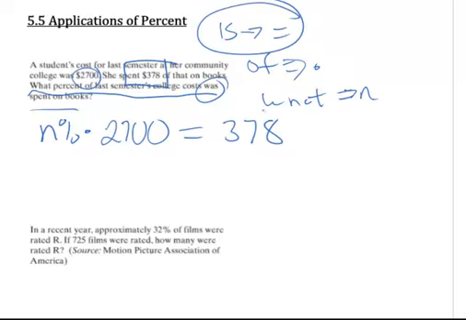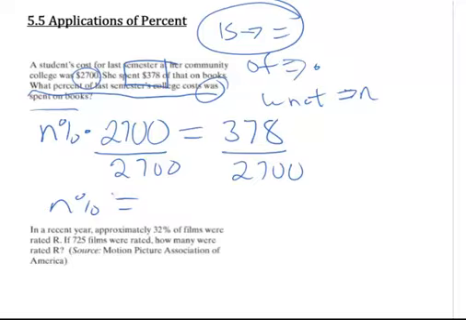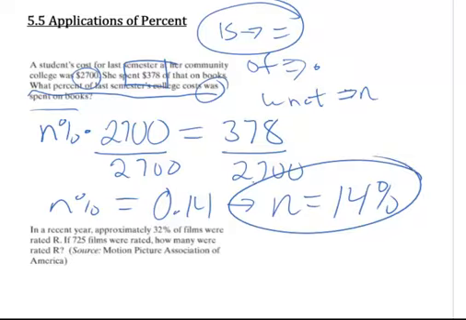So now again, we want to get our letter N by itself. The first thing I want us to notice is that right now we have N percent times 2,700 equals 378. We need to do the opposite of times, which is to divide. So now I'm going to have N percent equals, I'll take my calculator, 378 divided by 2,700. 378 divided by 2,700 is 0.14. But if I change that to a percent, that should just be 14%.